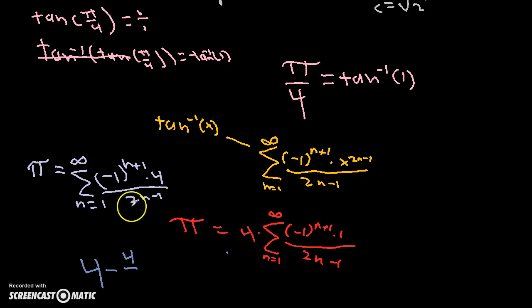4 divided by, now n is different, so it's going to be 3, because 2 times 2 minus 1 is just 3. And as you can see, the bottom is going to be increasing by 2 every time, so we don't have to recalculate each time. We can just do 4 over 5 minus 4 over 7 plus 4 over 9 minus 4 over 11. And it's going to go on for infinity. And the more terms we do, the closer and closer we get to pi. So, I think that's really important.